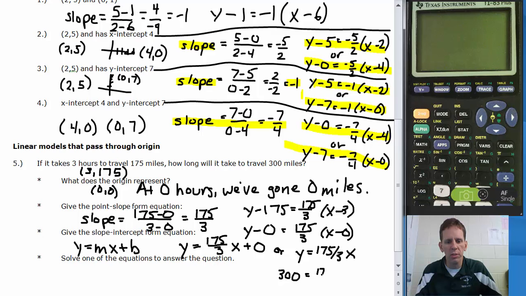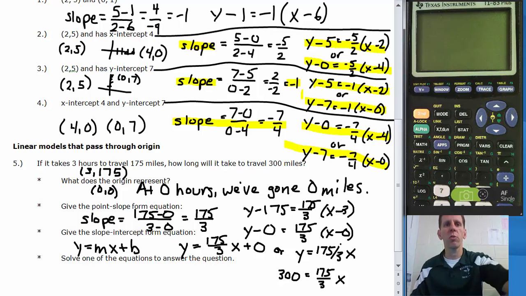And it's equal to 175 thirds times x. Now usually to figure out what x is equal to, we divide by the coefficient. So you could divide by 175 thirds. It's actually the same thing as multiplying by 3 over 175. We'll show you how that works on your calculator.